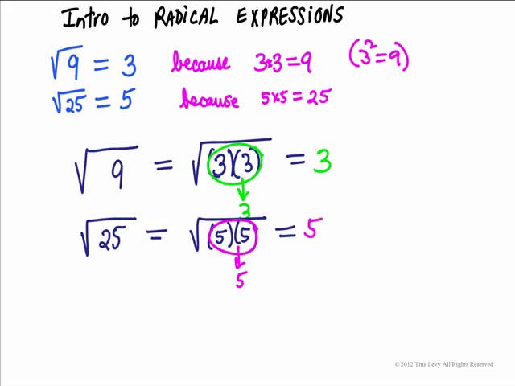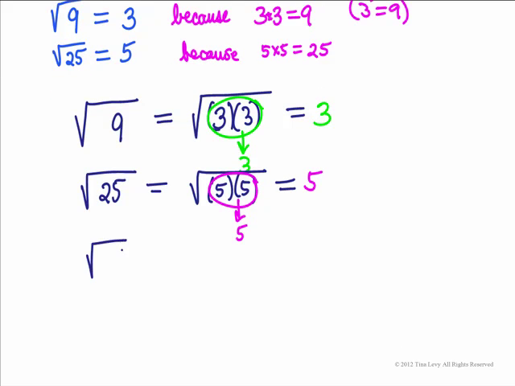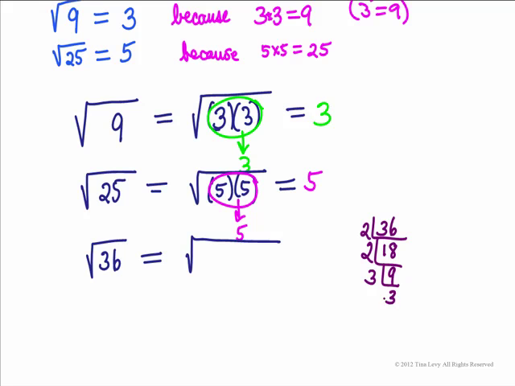Let's try another one. Let's do one you know the answer to, like square root of 36. My technique involves getting the prime factors of 36. So I have 36. 2 goes into that 18. 2 goes into that 9. We can't use the prime number 2 anymore, so we use 3. 3 goes into that 3. 3 goes into that 1. I've now got the prime factors, and I put those underneath. We have 2 times 2 times 3 times 3.